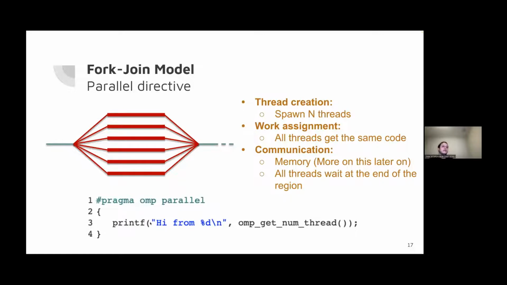In this case, if I have a parallel directive like the one on top, I will be creating n threads. Because I'm not specifying how many threads I'm creating, it is up to the compiler or the runtime system to determine how many threads I actually create. Or even the user can determine that during the execution of the program through the use of environment variables.